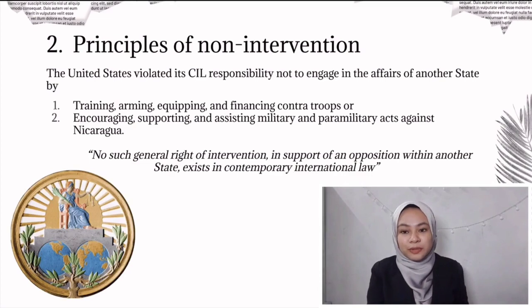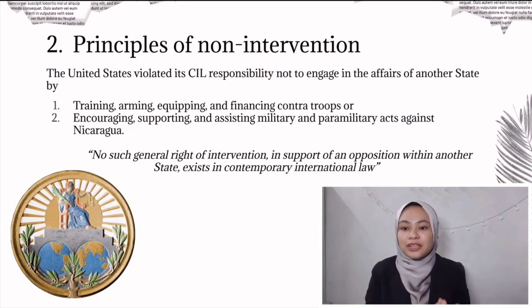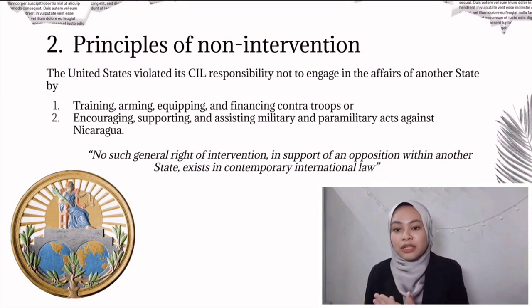Number 2, the principle of non-intervention. The court ruled that the US violated its customary international law obligation not to intervene in the affairs of another state by training, arming, equipping, and financing contra troops, or encouraging, supporting, and assisting military and paramilitary acts against Nicaragua.